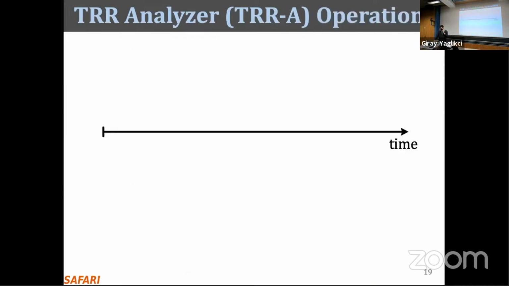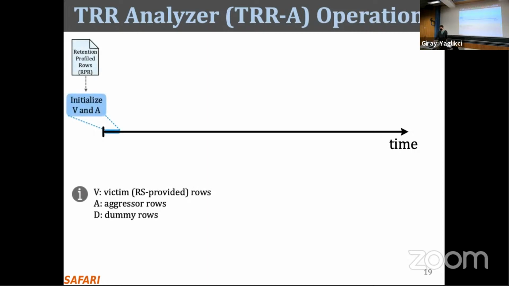Okay, so here's a more pictorial view of the same thing that I've just described. As a first step, TR analyzer initializes the retention profile rows with known data. In this step, TR analyzer also initializes the aggressor rows that the user specifies to hammer. This is because of the data dependency effect of RowHammer, right? Depending on what data you have in the aggressor rows, you may or may not be able to cause bit flips in the neighbor rows. So it is important to work with known data in the aggressor rows as well, in addition to the victim rows.